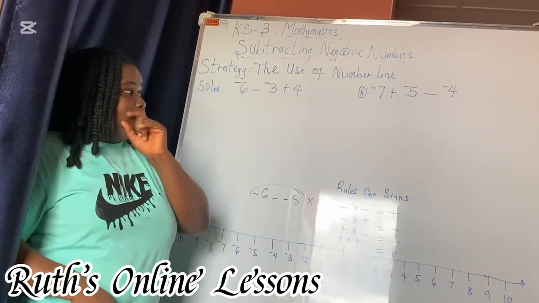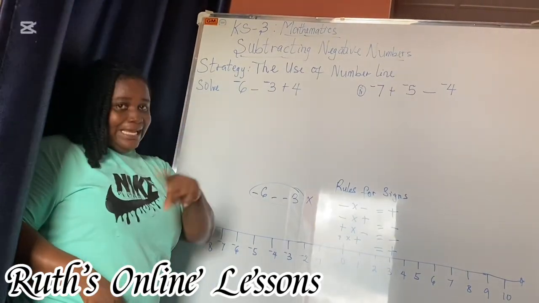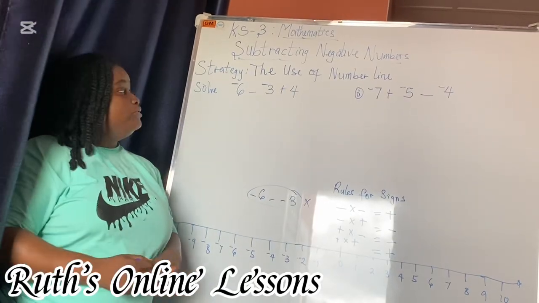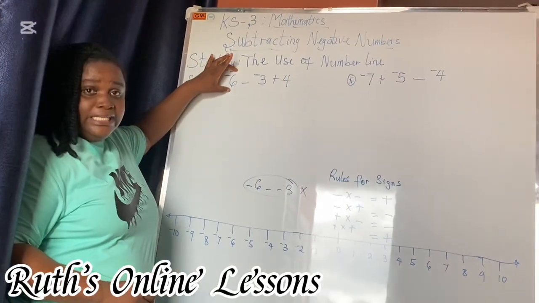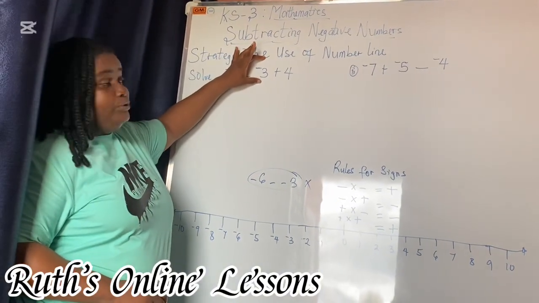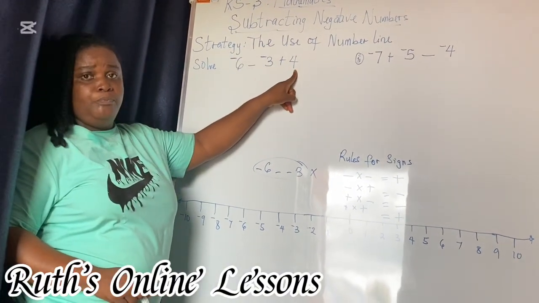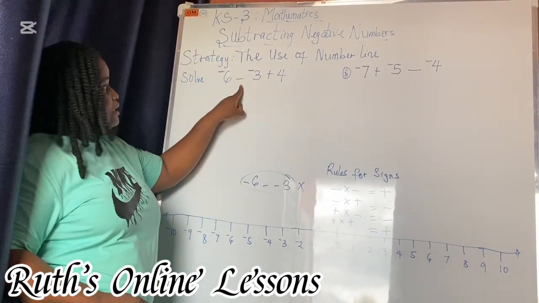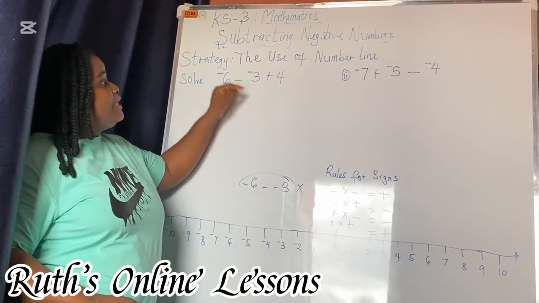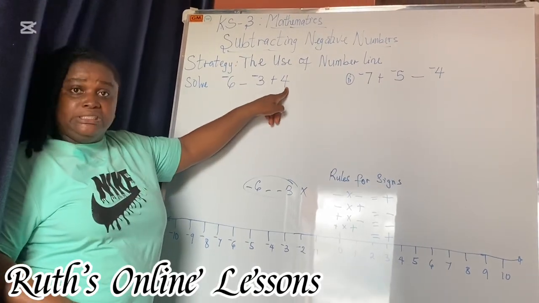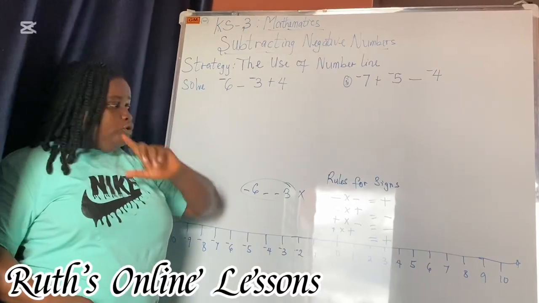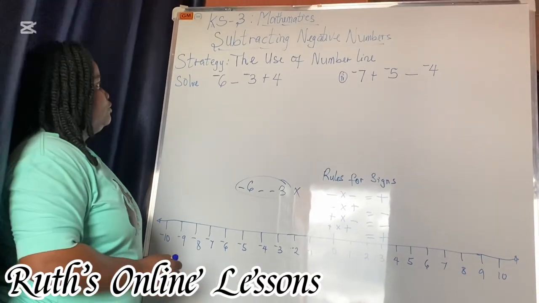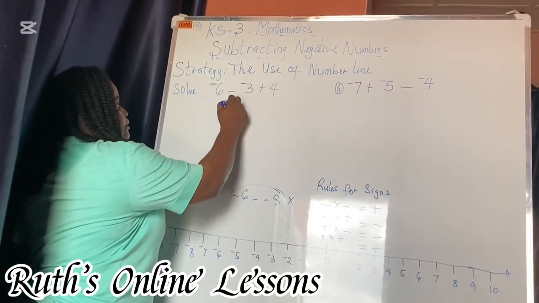When we see this, we have to be very careful with the signs. First of all, you have to identify all the signs that you have. This is a -6, this is a -3, and this is a +4. What is connecting the -6 to this -3 is the minus sign. What is connecting this -3 to this +4 is a positive sign. So we're going to look at this as it will help us solve the problem. Stay with me. Let's do this together.